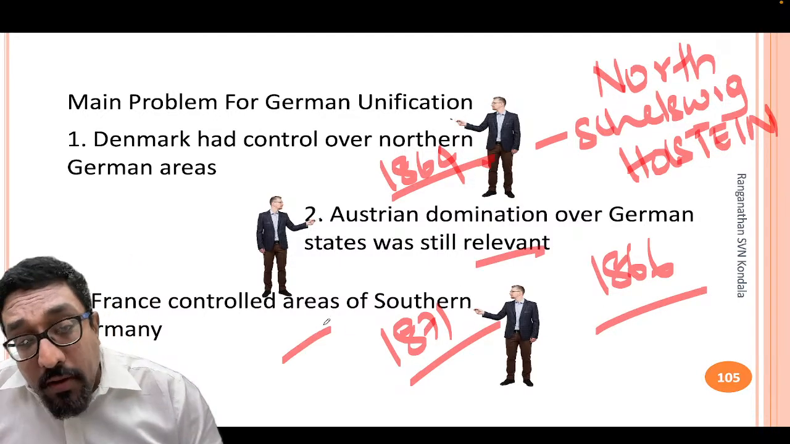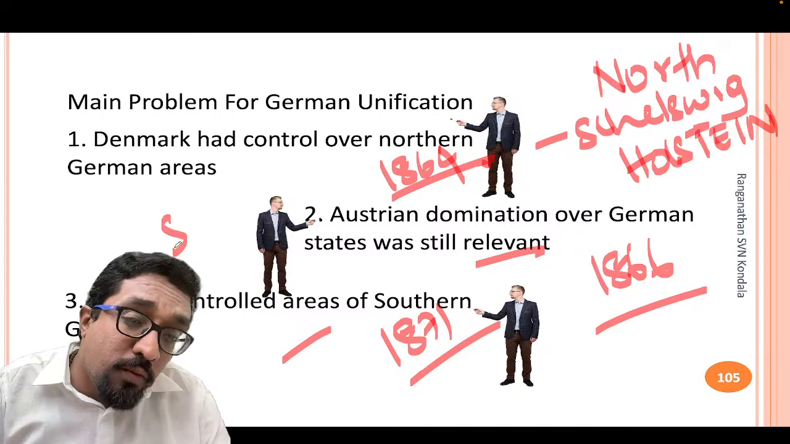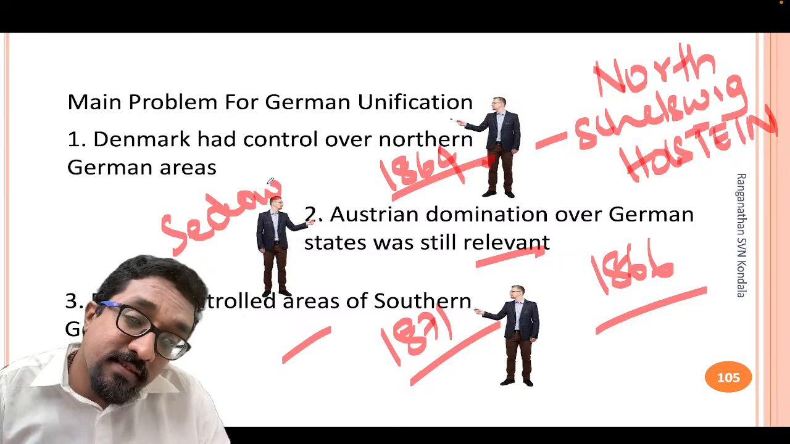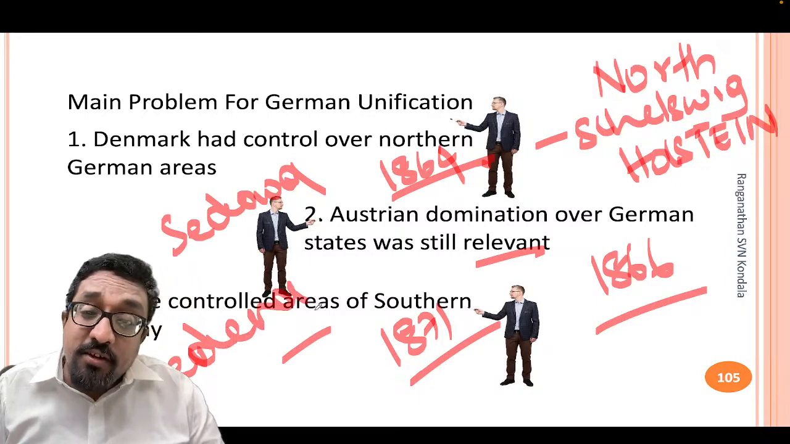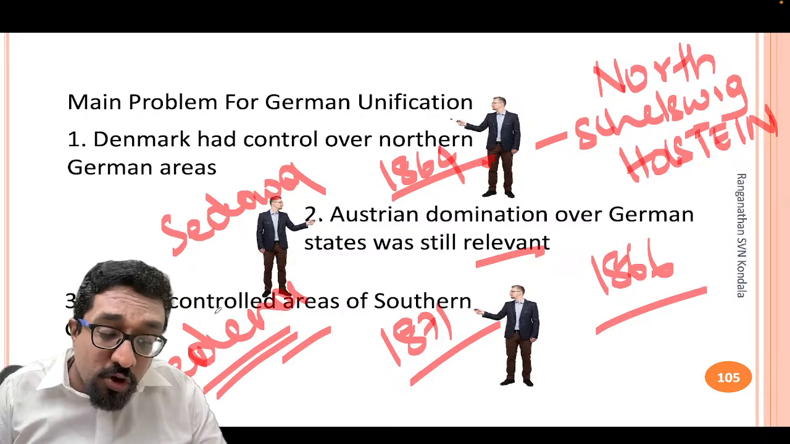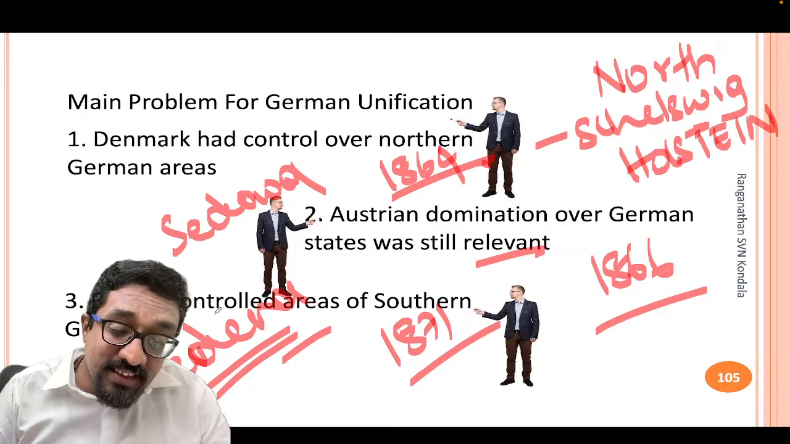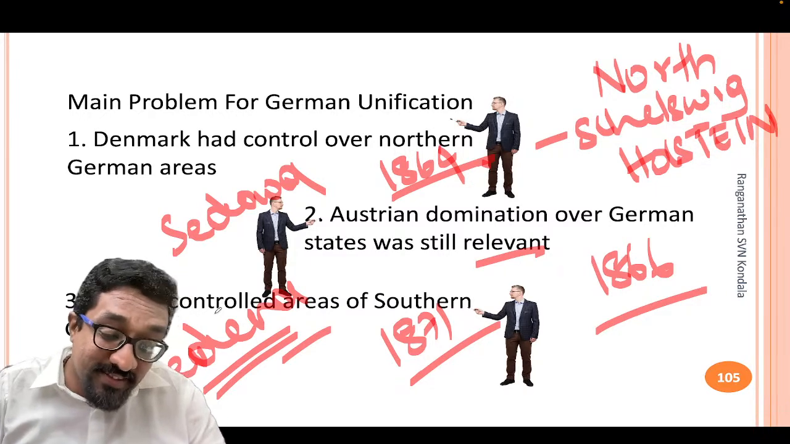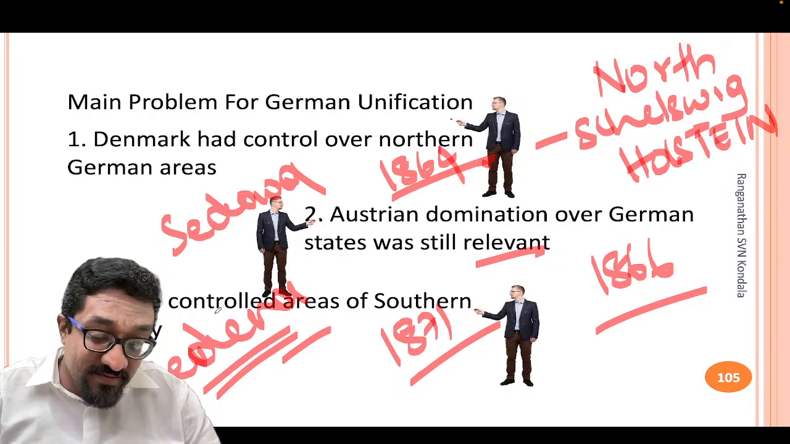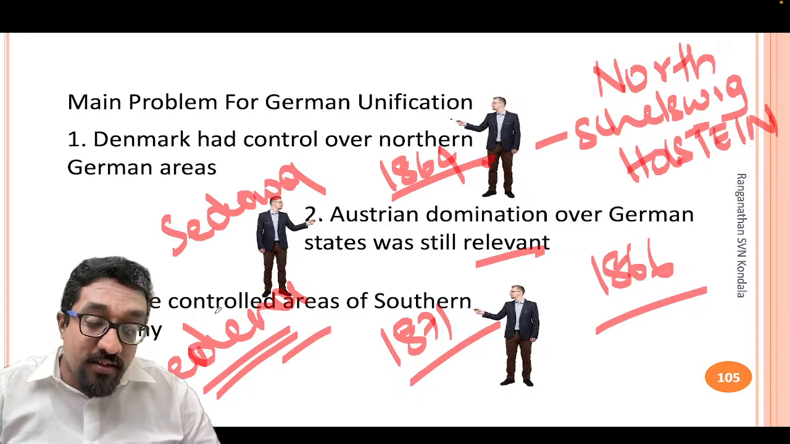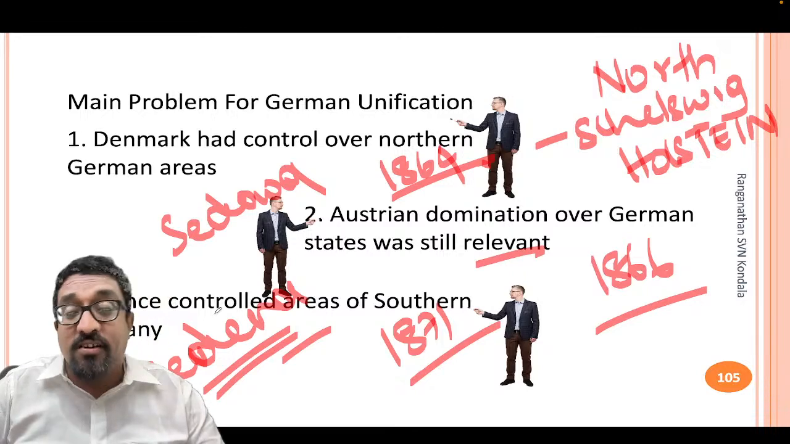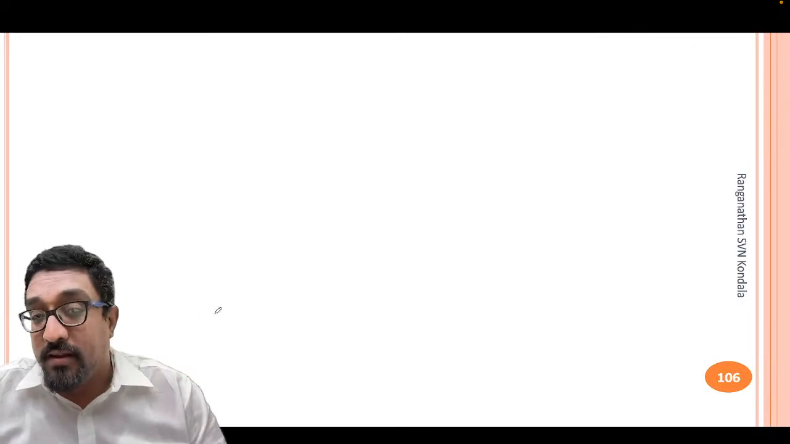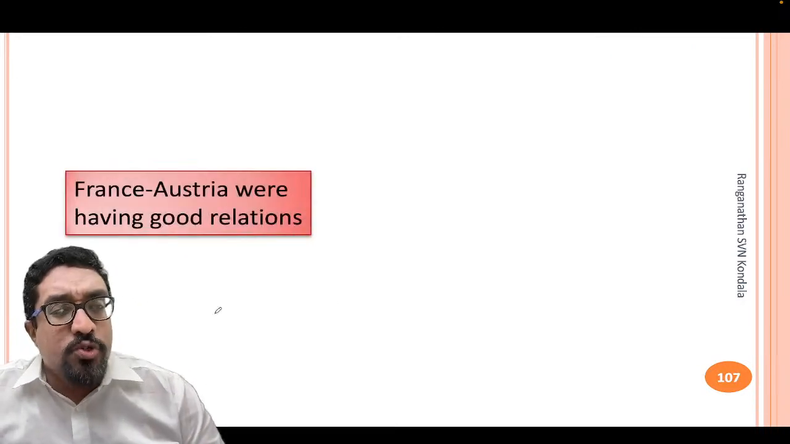ये दोनों, if you remember, this was Battle of Sadowa. This was Battle of Sedan. याद है? During Italian unification, I talked to you about Sadowa and Sedan. These were the battles. The Prussian battle and the Austrian battle, the French battle and the Austrian battle. But with Denmark, the story was pretty unique.